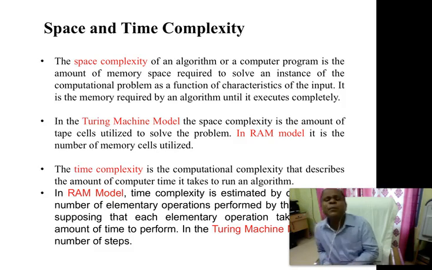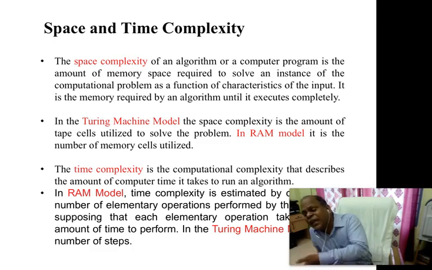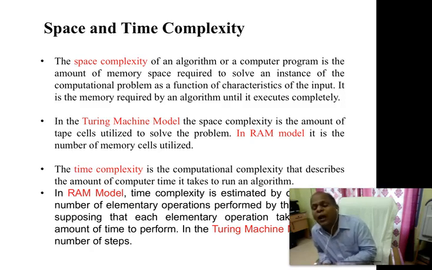And similarly, time complexity, also called computational complexity, is the amount of computer time it requires to run an algorithm. That means suppose you have an algorithm and you have written a correct program following that algorithm, and you are running it. From the start of the run to providing the correct output at the end, how much computer time it requires is nothing but the computational complexity or the time complexity of the algorithm.